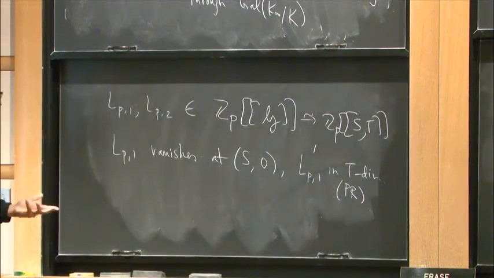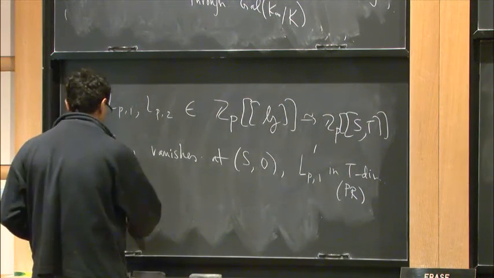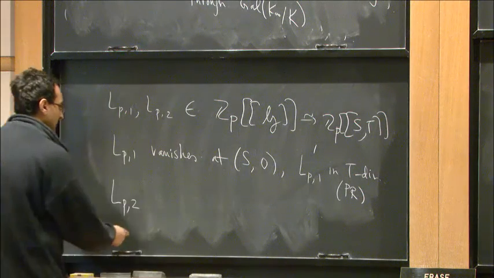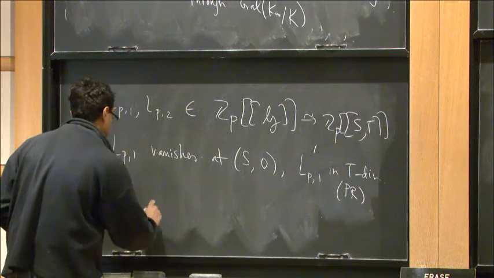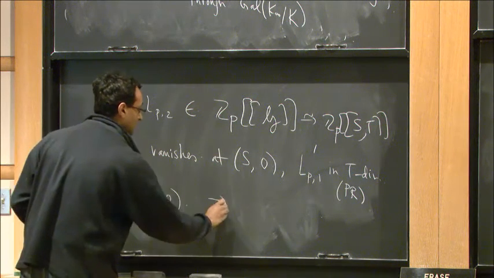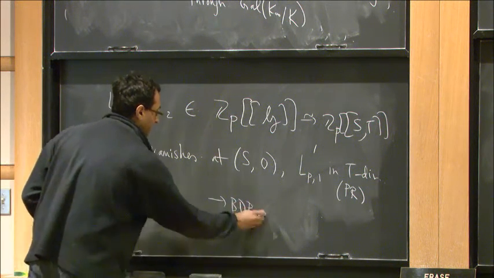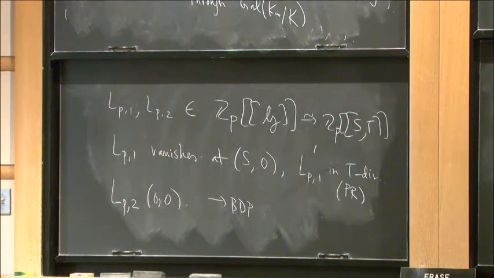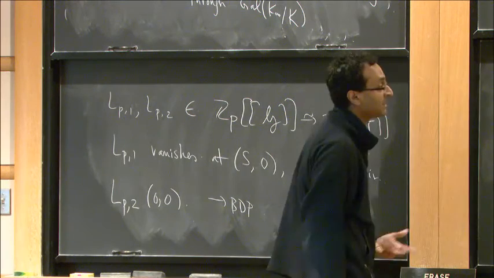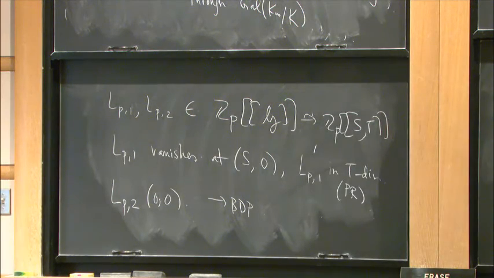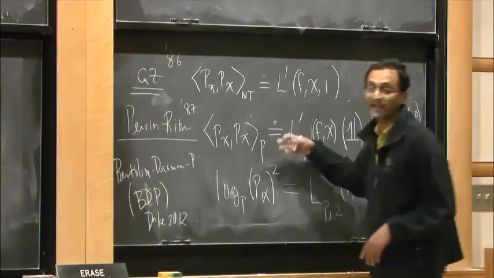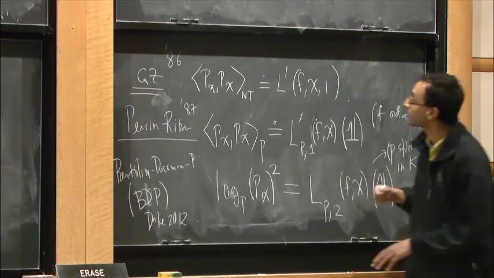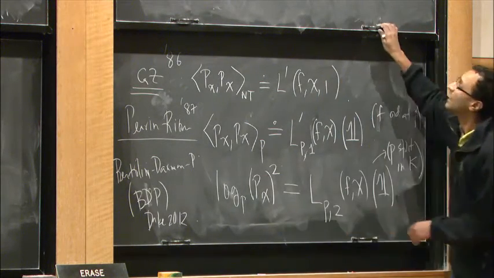But the other p-adic L function does not vanish even at (0, 0). In fact, (0, 0) is not in the range of interpolation. So it just says L_p2 at (0, 0) is what comes up in BDP. Okay? So I just want to emphasize that there's this sort of dichotomy. And you get these two different p-adic L functions. And they give you two different formulas in the p-adic world, while in the usual world, you only have one formula.